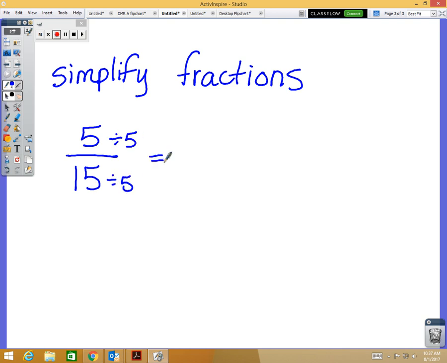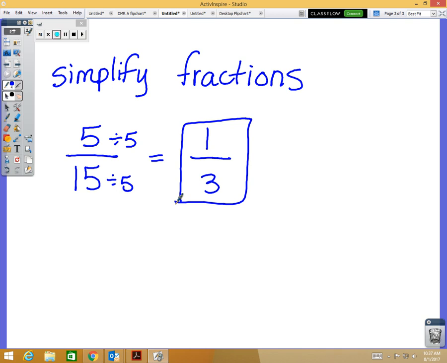I don't think anyone would have come up with anything else, because the only other factor they have in common is 1, and is dividing by 1 going to help us? It's just going to be the same thing. All right, so 5 divided by 5 is, and 15 divided by 5. This is not work that I would expect you to ever have to show. I don't need to see how you're simplifying it. Again, we are just reviewing the basics.